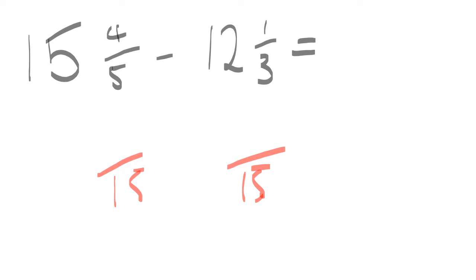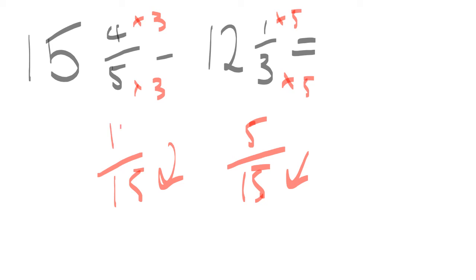So in doing that, 3 times 5 obviously equals 15, right? And so whatever you do to the bottom, you got to do to the top. So 1 times 5 equals 5. And 5 times 3 equals 15. And whatever you do to the bottom, you got to do to the top. So 4 times 3 equals 12. So there you go. We have our equivalent fractions now. Ta-da!